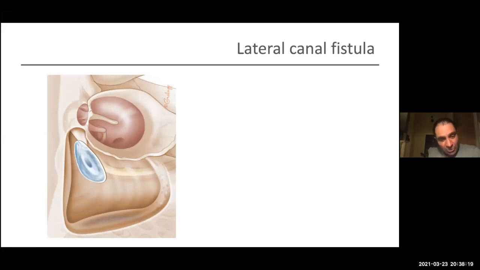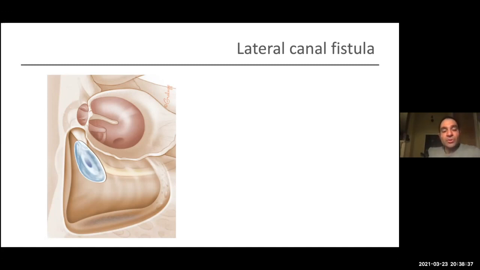Lateral canal fistulas, you may encounter these. So that's where the lateral semicircular canal has eroded. That's the most common canal to erode. And the risk there is if the perilymph within the mid-inner ear space leaks out, you've got a risk of a dead ear, 1 in 6 chance of a dead ear if there is a lateral canal fistula. So you just need to be cautious.